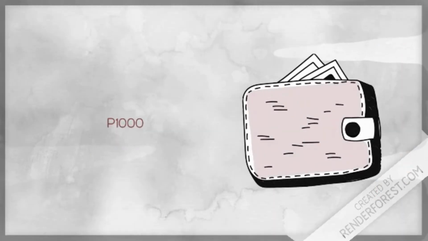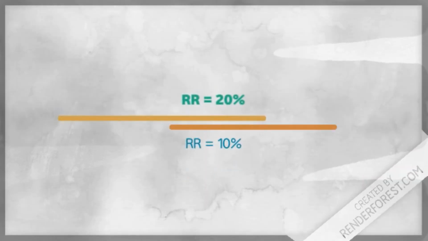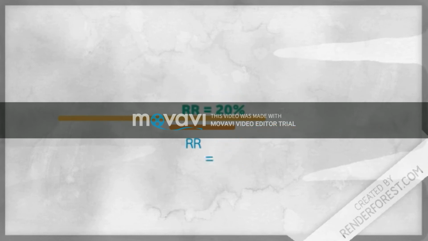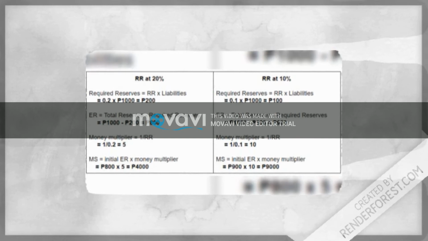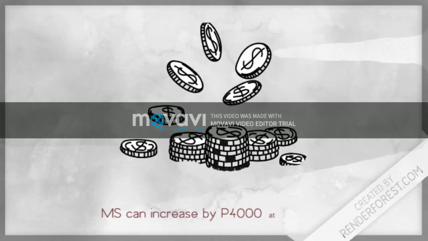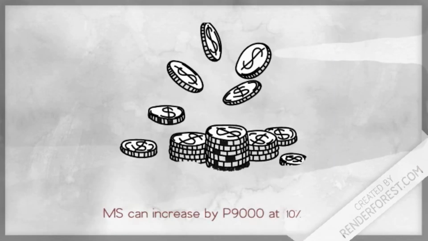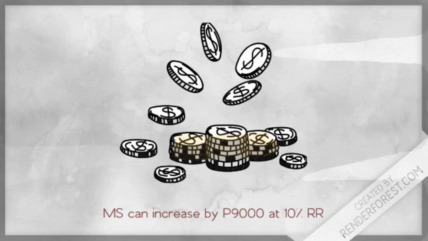Imagine that there is a person who is about to deposit 1,000 pesos. There will be two scenarios where the reserve ratio is at 10% and 20%. Here is the solution for the said scenarios. Money supply can increase by 4,000 at 20% reserve ratio. Money supply can increase by 9,000 pesos at 10% reserve ratio.